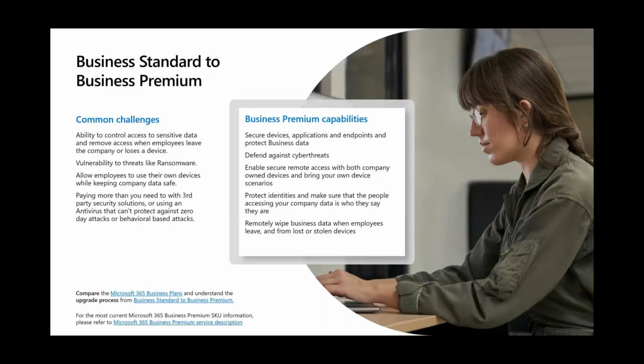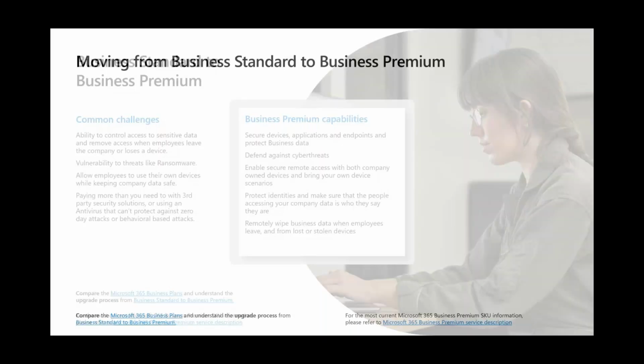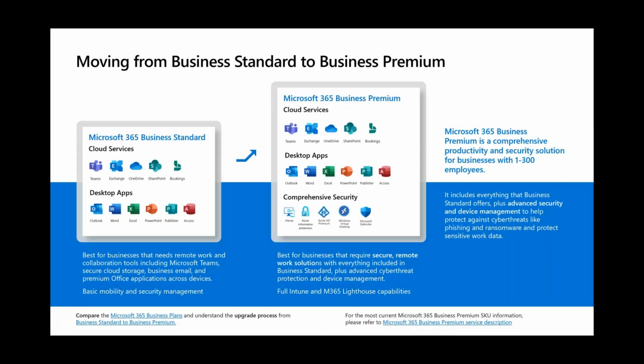Okay, and then just to recap, here's the difference between Business Standard and Business Premium. And the one big difference is all that comprehensive security functionality that's included within Business Premium that you don't get within Business Standard. So it looks like 5 little small things there, but as you can see, with me talking over the last 50 minutes or so, there's quite a lot included in that Business Premium bundle.